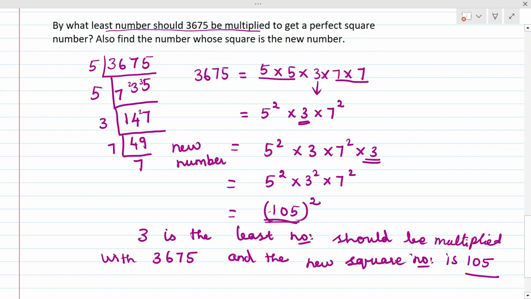What number should be multiplied? So what is the minimum number which is without a pair? In this case, 3 is without a pair. So we are multiplying one more 3 to make that number a perfect square number.